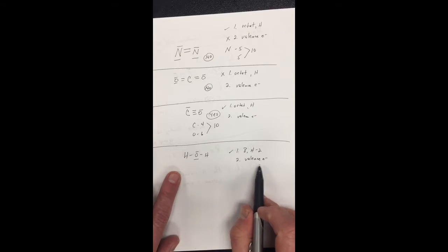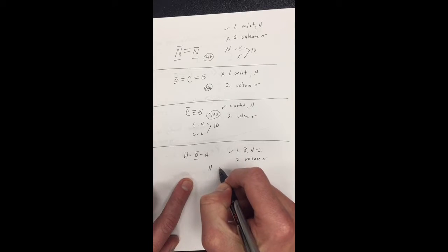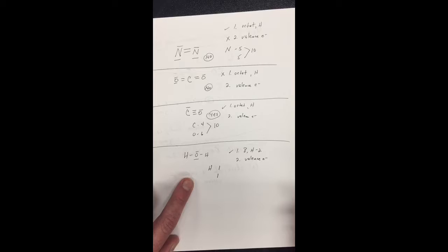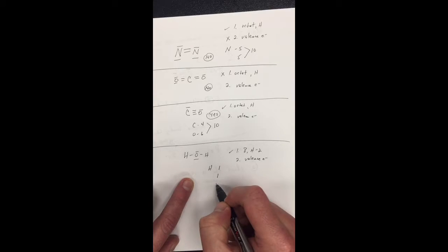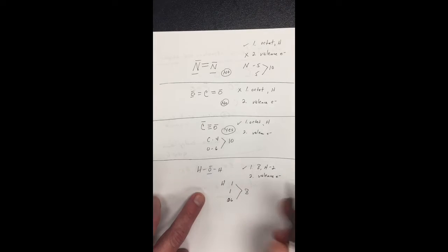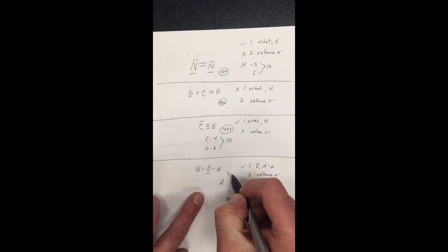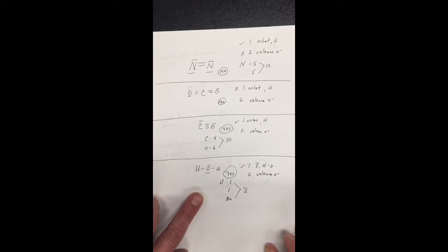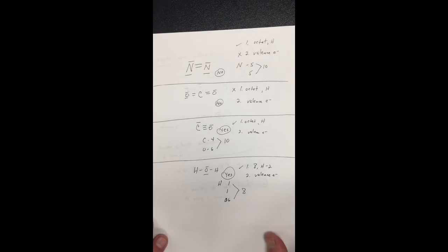Check the valence electrons. Hydrogen in group 1, but there are 2 hydrogen atoms. Oxygen's in group 6, so that's a total of 8 electrons. 2, 4, 6, 8. Therefore, yes, this Lewis structure is drawn correctly. So that's how you use those rules to determine Lewis structures.